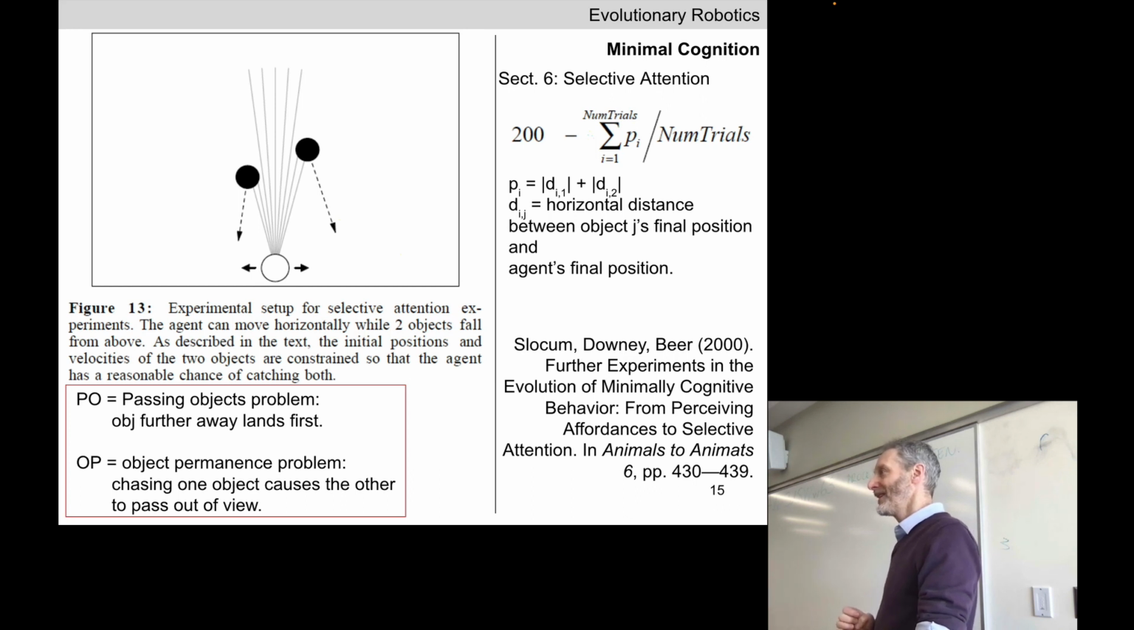Can you think of examples from your own life of the passing objects problem? Obviously, you're not always literally catching pairs of objects, but as undergraduates and graduate students, you've got a lot of deadlines, things that are approaching you in the future. What would be an equivalent of the passing objects problem?